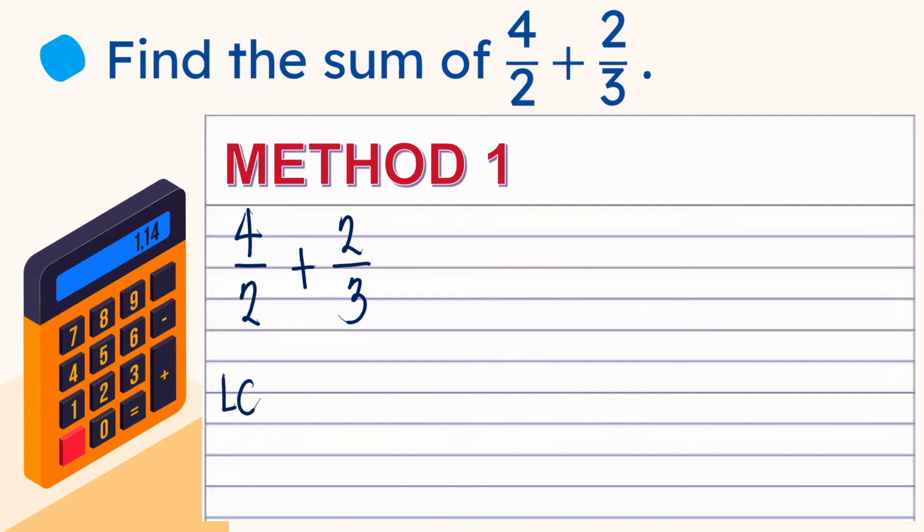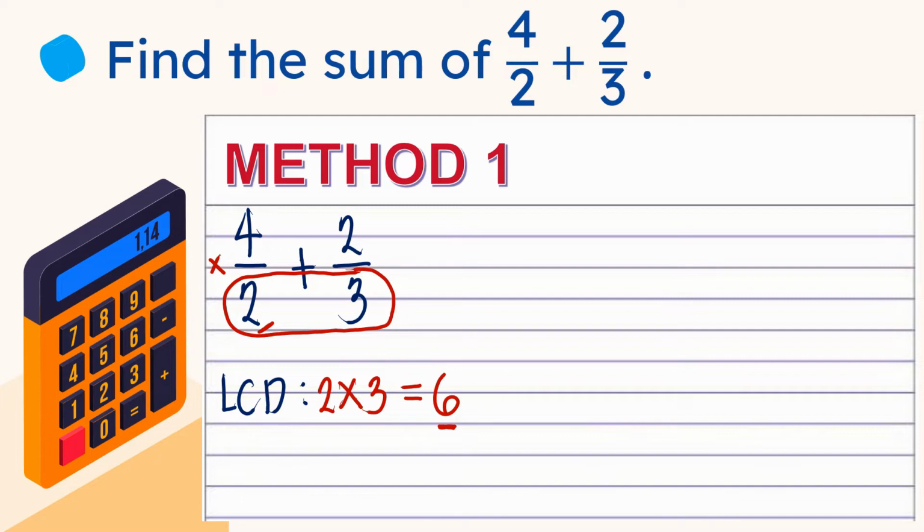So the LCD, to find the LCD in method 1, what we're going to do is to simply multiply the denominators. 2 times 3. What is 2 times 3? That's right, that is 6. After getting the LCD, what you're going to do next is to proceed to step number 2. Divide the LCD to the denominators and then multiply it to the numerator.